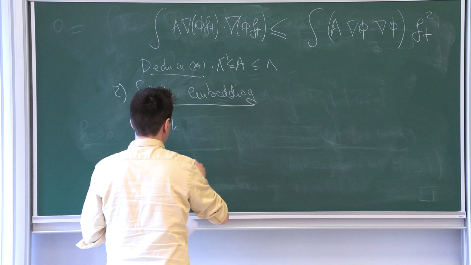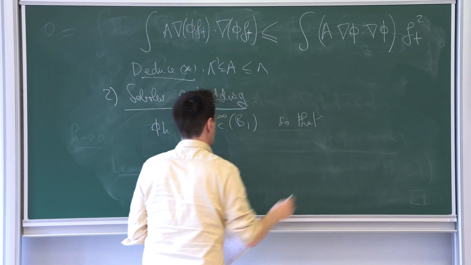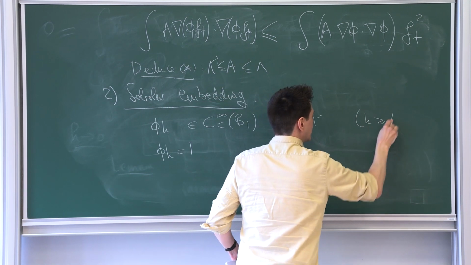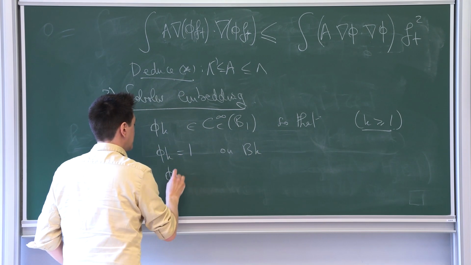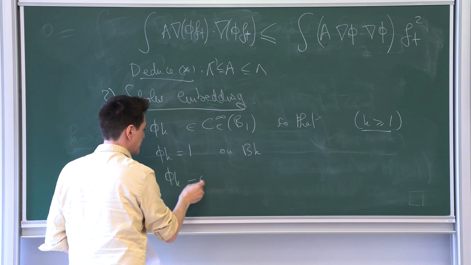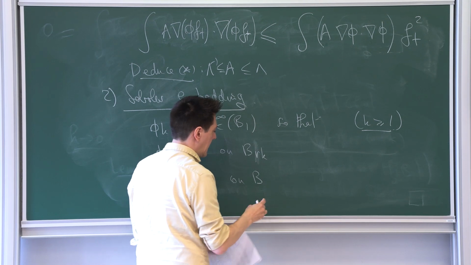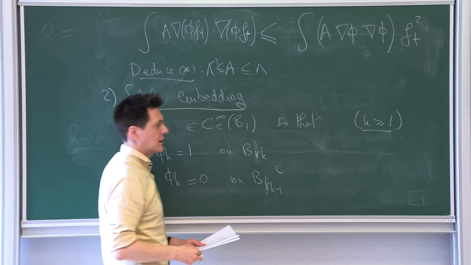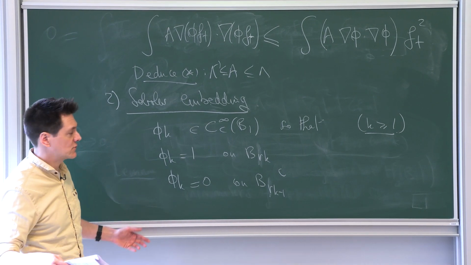So let's define that. We take phi k, C infinity compact supported in B1, so that I want phi k to be 1. Let me make sure I get the index right. Let's say k is greater than 1. Phi k is 1 on B_rk. Phi k is 0 on the complementary of B_r(k-1). So don't forget the radiuses are reducing. So it's 0 outside the larger one.